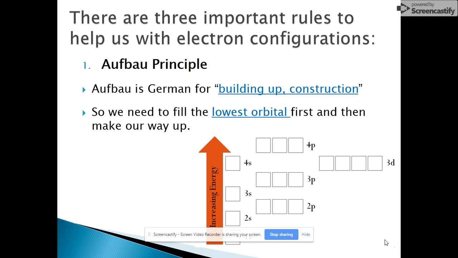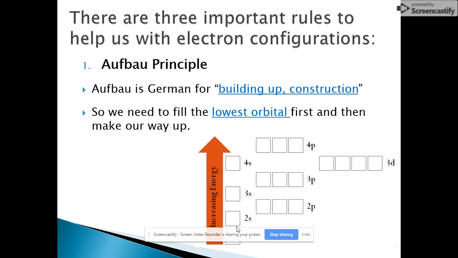When we're drawing electron configurations, it's really important to remember 3 basic principles. The first principle is the Aufbau principle. It is a German word that means building up or construction. And with the Aufbau principle, we need to start with our lowest orbitals first and then make our way up.